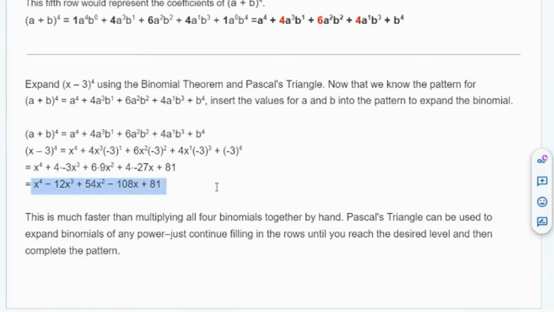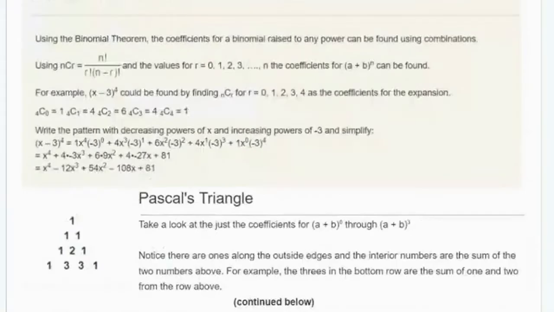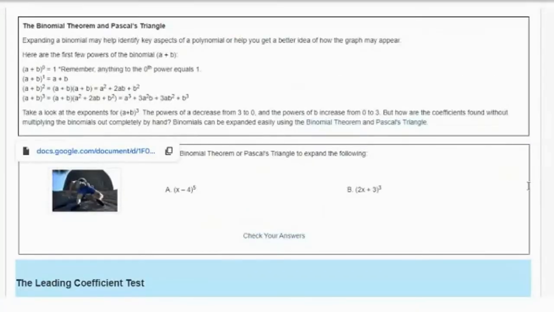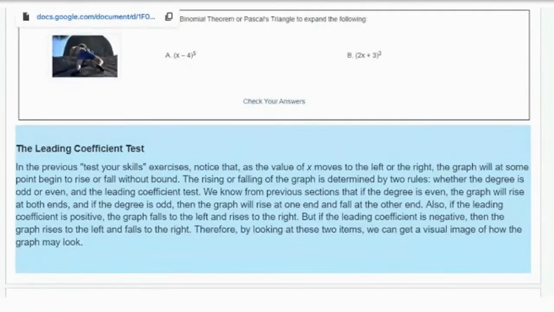But there's what it simplifies to, which is a lot easier than doing all that by hand, where you're multiplying x minus 3 times itself 4 times. That's a lot of distributing, a lot of writing. You're going to take half a page of paper doing that. But using Pascal's triangle, you can just fill in the gaps and then simplify it. So you filled it in there and simplified it. A lot faster than doing it all by hand. So pretty cool thing there, the binomial theorem and Pascal's triangle.